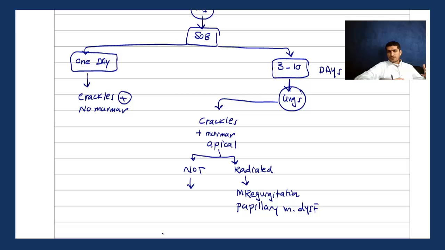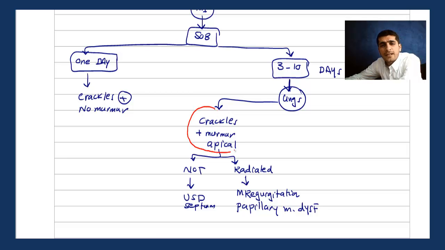But I believe you have to know the murmur in the apical region, which is usually the 4th to 5th intercostal space, not radiated. Let's assume it's not radiated. What's your differential, guys? Where is the problem? The problem is in the septum. So usually the answer will be VSD, which is septum rupture. I hope these are clear. Very high yield, guys. Big time, honestly.